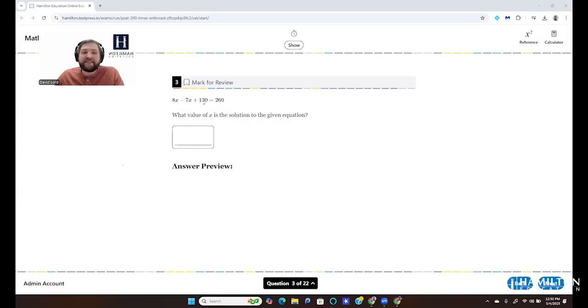Question number 3. We have 8x minus 7x plus 130 is equal to 270. What is the value of x in the solution? It's a simple linear expression that we're going to simplify. 8x minus 7x is going to be 1x. And then we're going to want to subtract the 130 from the other side. So subtract 130 from both sides, and then you get 1x is equal to 130. And that is our answer.